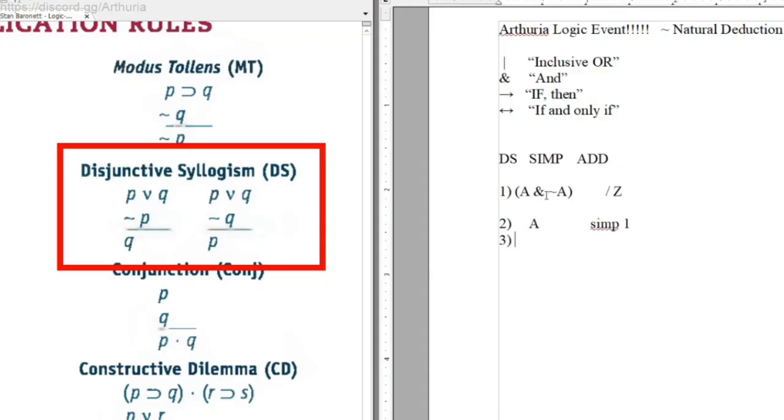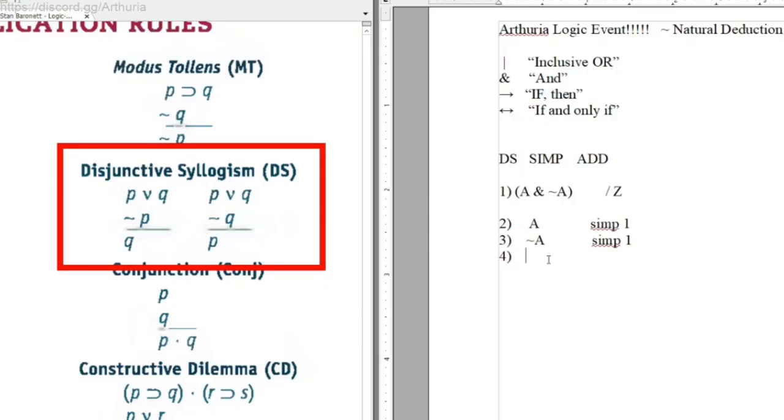Simp of 1, and simp of 1 again, giving not not A. So I'm here. How do I get to Z? You don't. I can in 2 steps. I have to use add and DS now. Oh, so you could add Z. To what line? I would say not A, because then we're going to do a disjunctive syllogism. So add to 3.